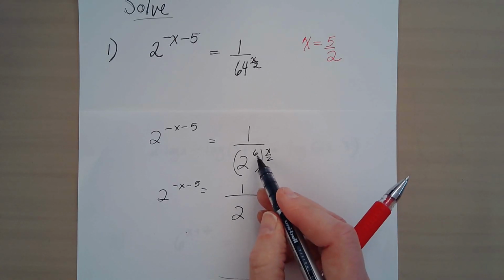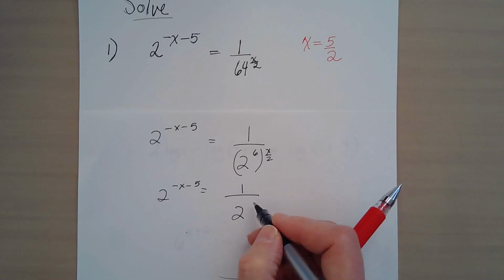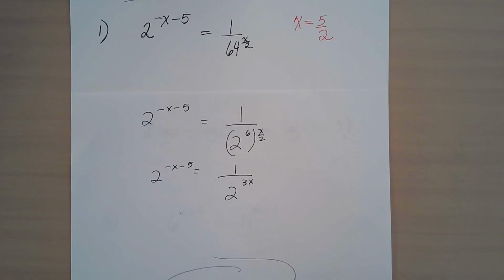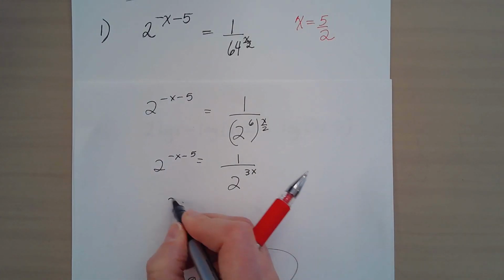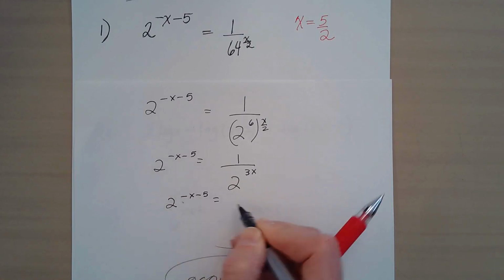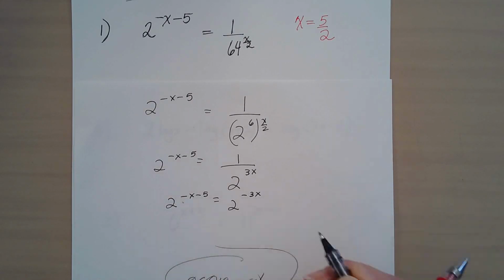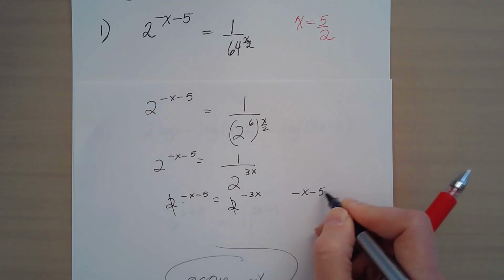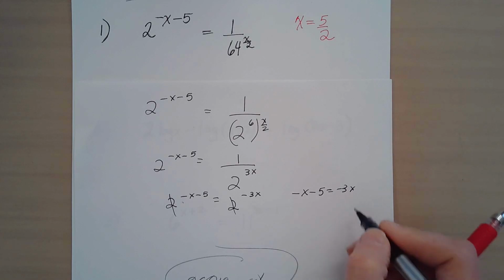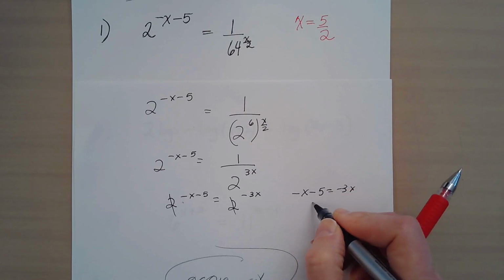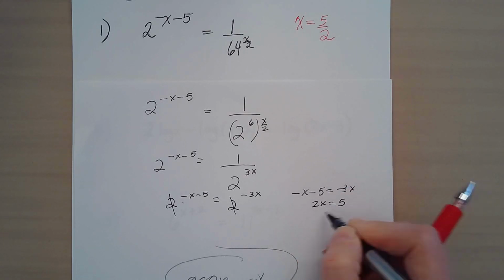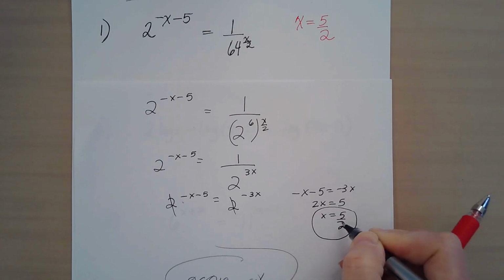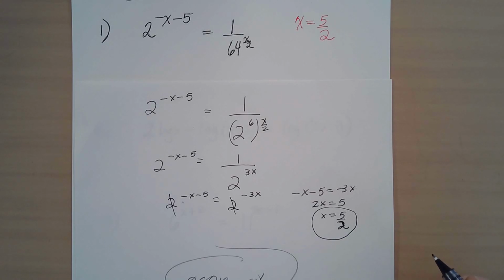So if I get 6 times x over 2, it becomes 3x, okay? So far so good? And then what I do is I bring the 2 up, right, upstairs, I guess. So it'll be a negative 3x. And then finally I have these guys equal. So I have negative x minus 5 equals minus 3x. I could bring the 3 over to get a positive 2x equals 5. So x equals 5 halves. 5 over 2, 2.5. Perfect.